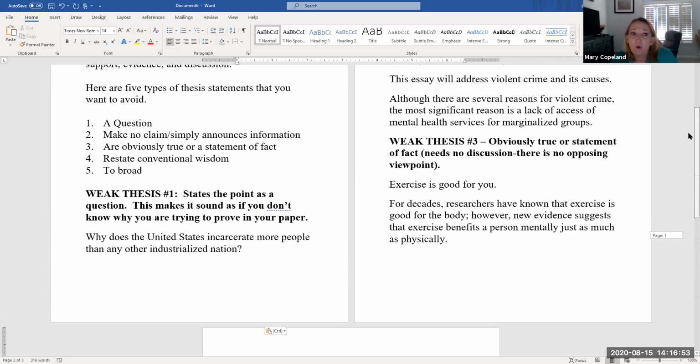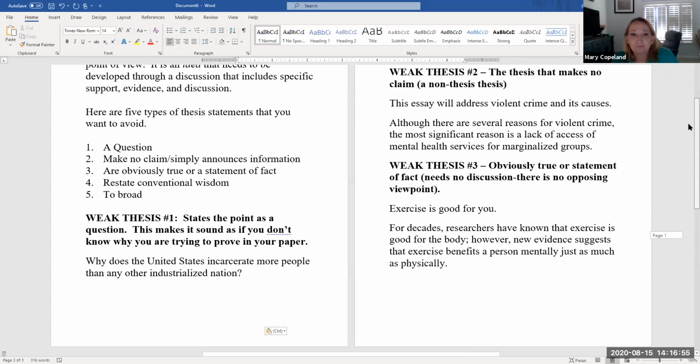The ones that are a question, like why does the United States incarcerate more people? That one is really an F because it's not a thesis statement at all. It's just asking a question. So be sure and not do that. But once you have a thesis statement, it really helps with the writing of the paper because you know where your focus is going to stay.